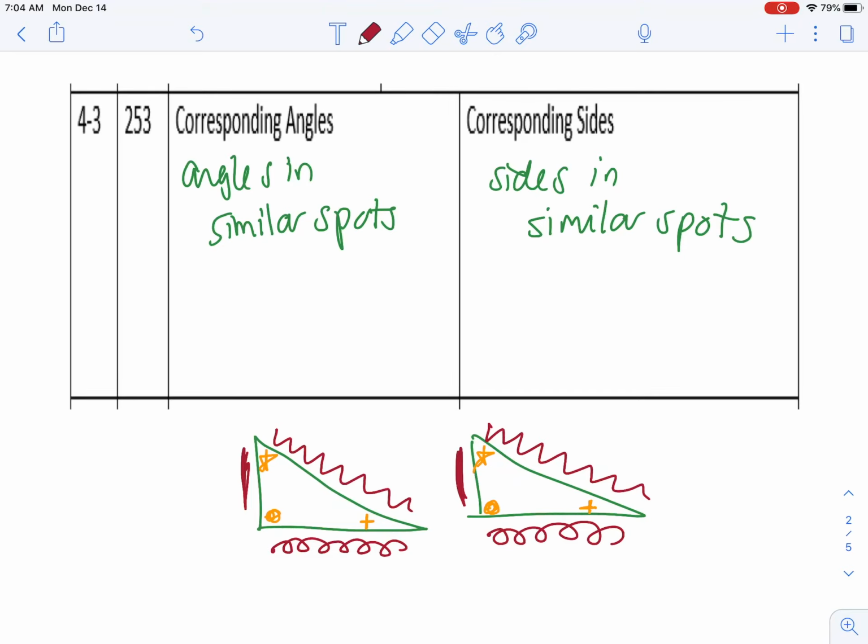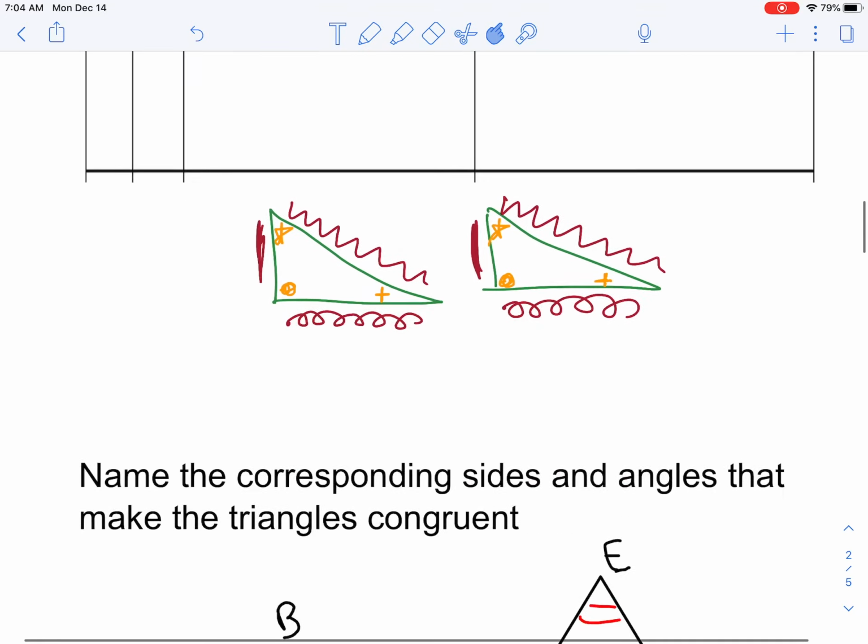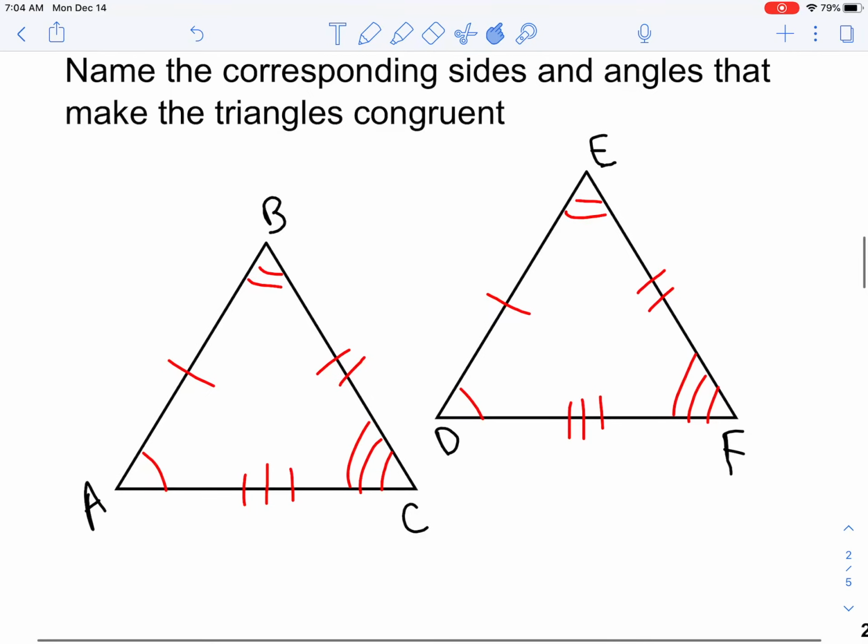And in order for these polygons to be congruent, the corresponding sides and angles do need to match up with each other and be congruent to each other. So part of what you're doing today is basically filling in the blank, telling me which matches up with what.